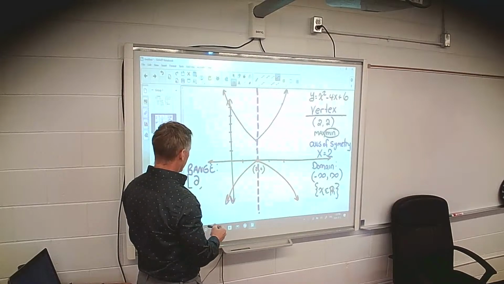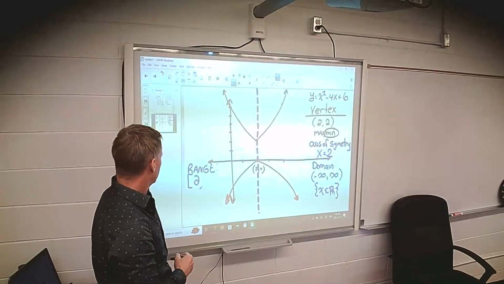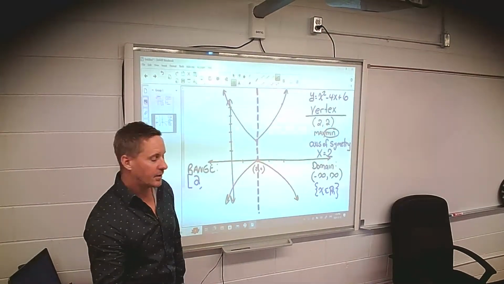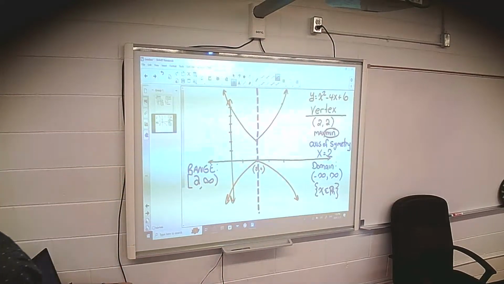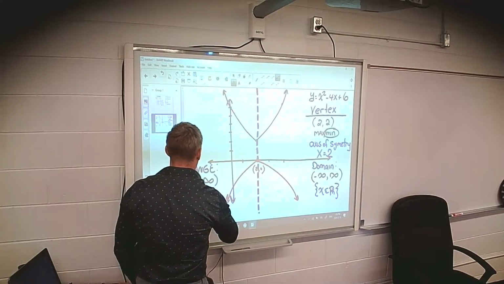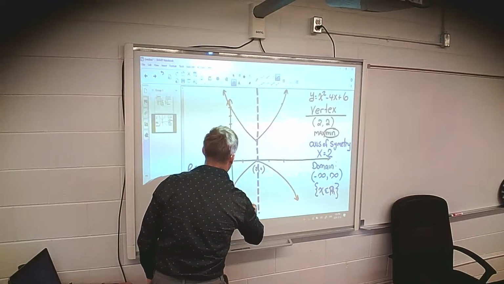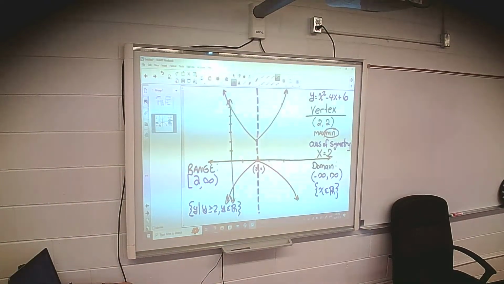2, positive infinity. There's one way to do it. The alternative: y is greater than or equal to 2. I like to add this in at all times. Y is an element of all reals, but y is greater than or equal to 2. That's your range for that graph.